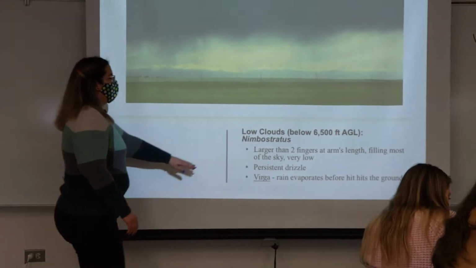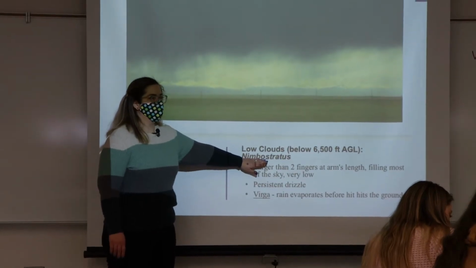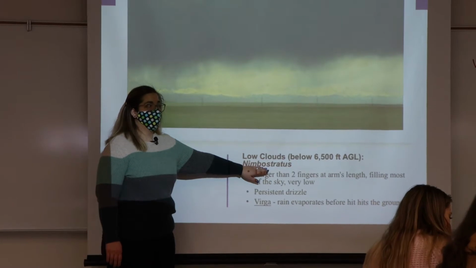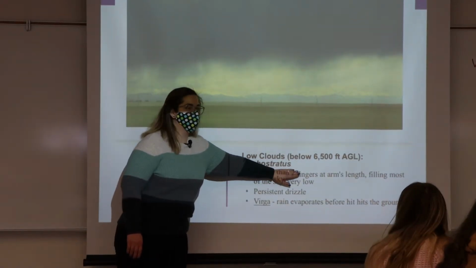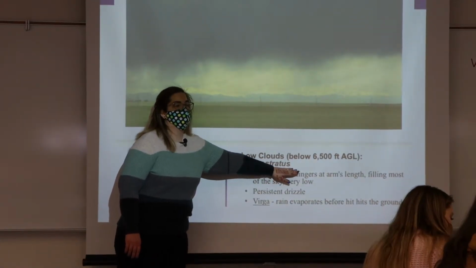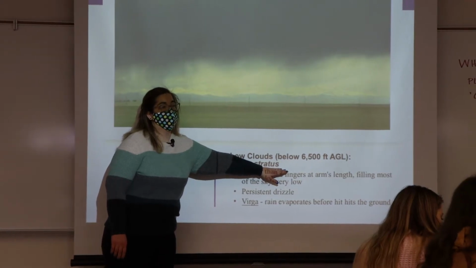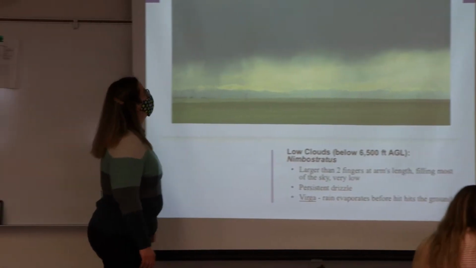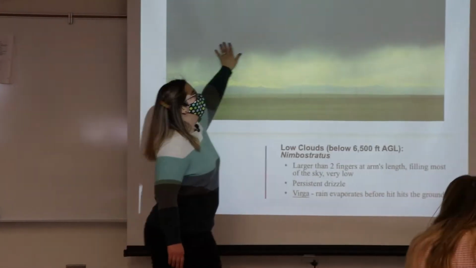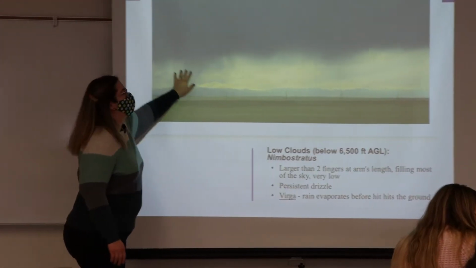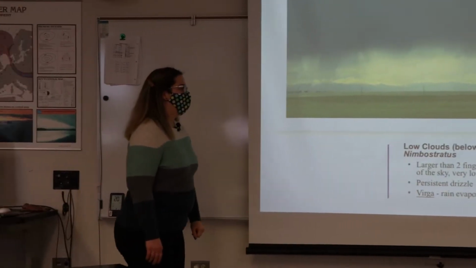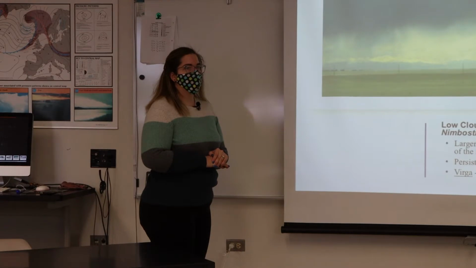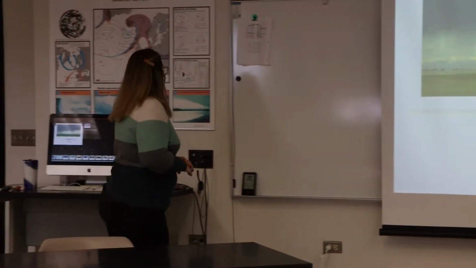Nimbostratus. Remember, what does nimbo mean? What was that prefix from a couple slides ago? Rain. Rain or precipitation. Stratus is layers, so rainy layers. We've got this big old gray layered cloud up here and we can see that it's raining. This one's going to be kind of a persistent drizzle all day.